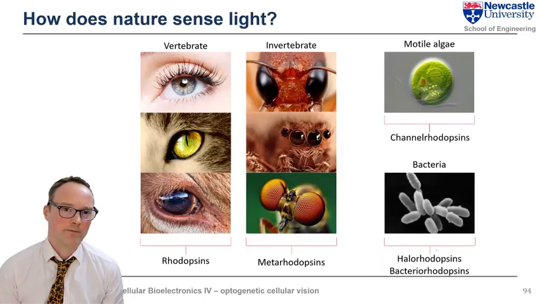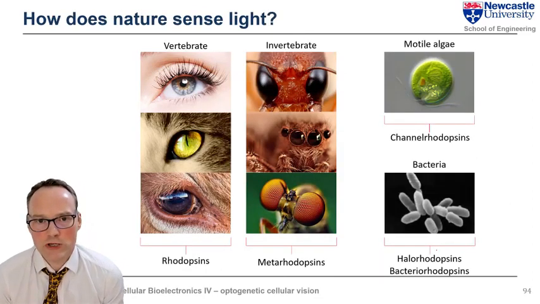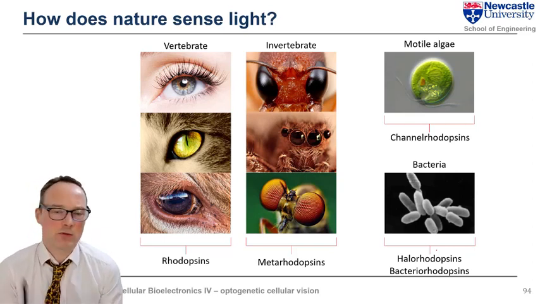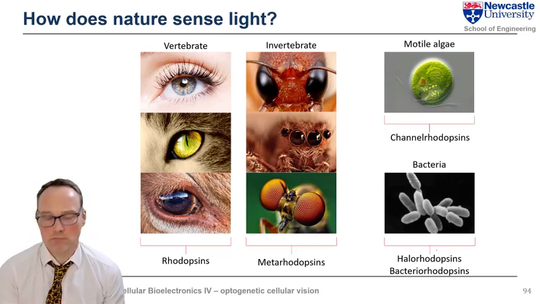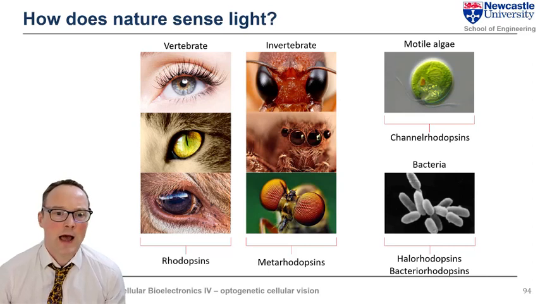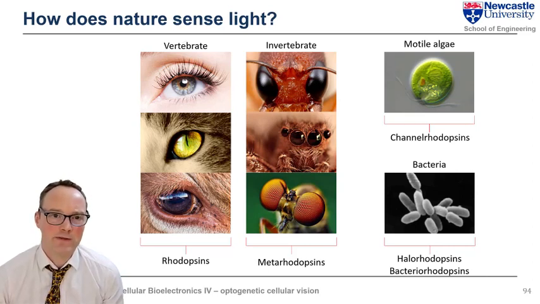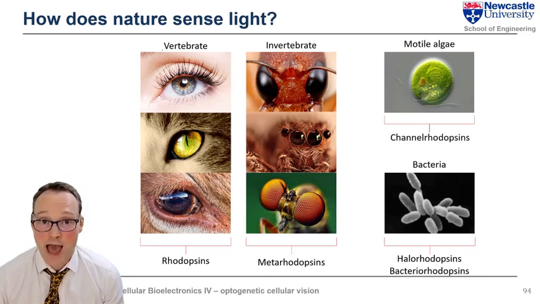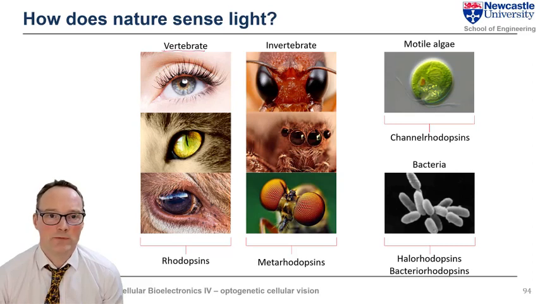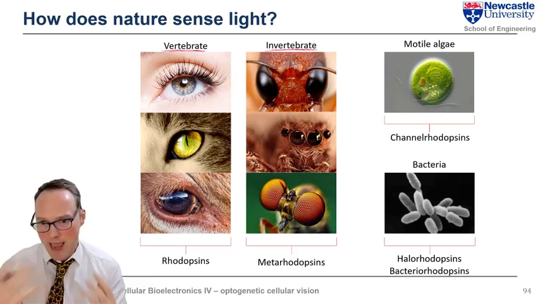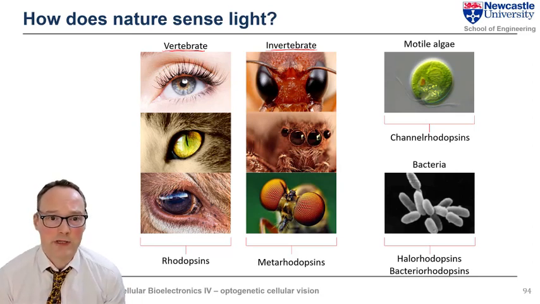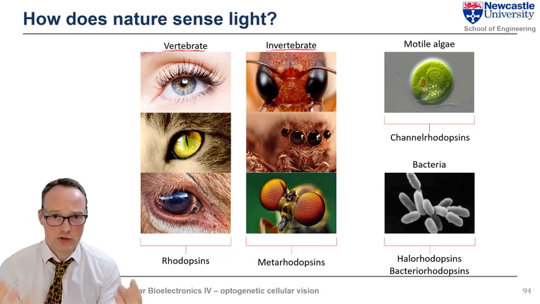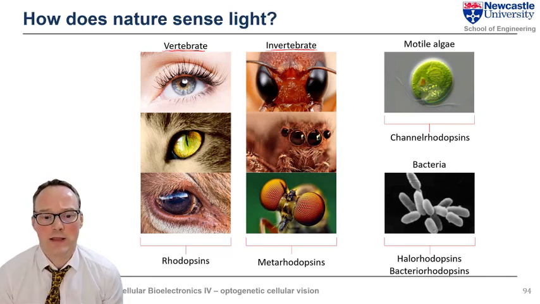So let's have a look. We do have cells which are sensitive to light. They sit in our eyes. And if we look at the two types of vision in the animal kingdom, we have vertebrate vision and we have invertebrate vision. And molecularly, they're quite different. It's not just that the structures of the eyes are different, but actually the molecular process is quite different.